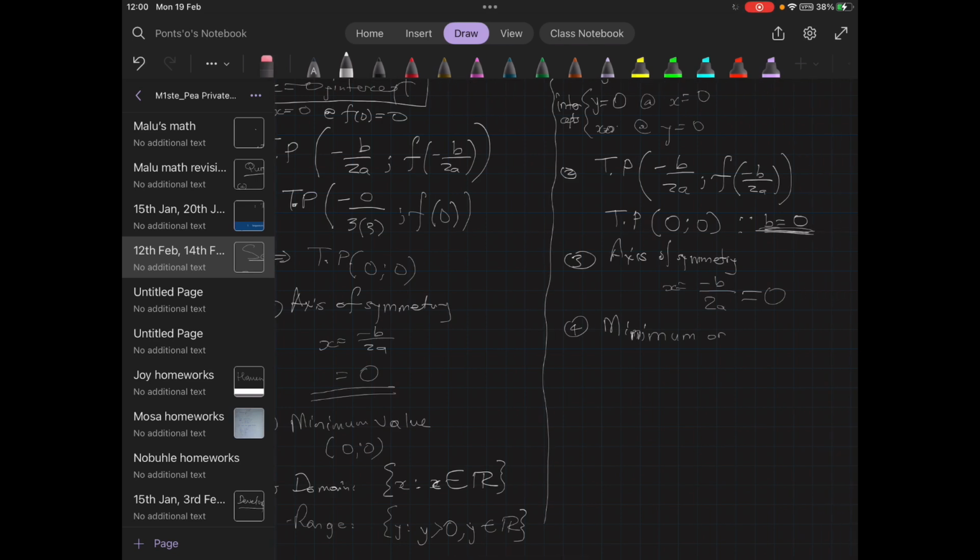So we don't have a minimum value because this graph is kind of like f of x but facing down, because it's frowning. Then the curve is shaped like that, so we only have a maximum value. So the maximum value is the point 0, 0.